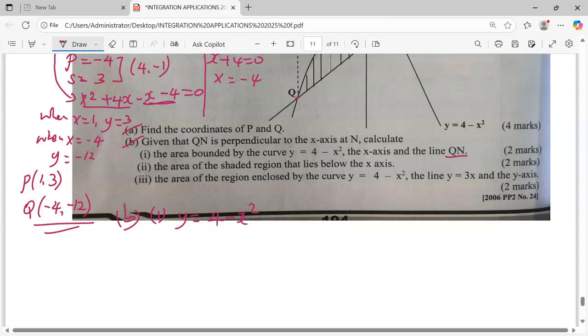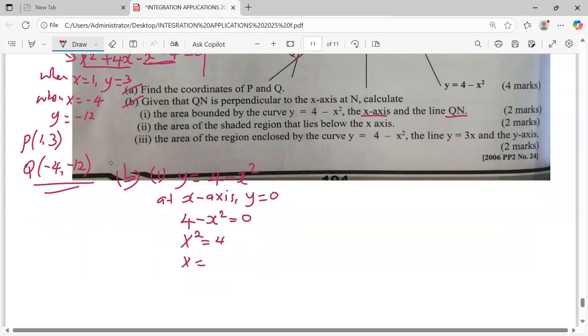So what we are going to do, we know at the x-axis, the value of y is 0, and therefore we are going to take 4 minus x squared to equate to 0. If you move minus x squared to the other side, x squared is going to be equal to 4, meaning x is going to be equal to the square root of 4, which is going to be equal to plus or minus 2. That means the value of x can either be positive 2 or x is going to be negative 2.